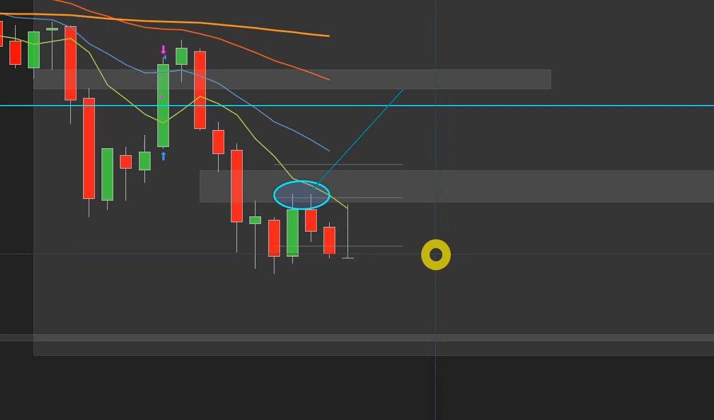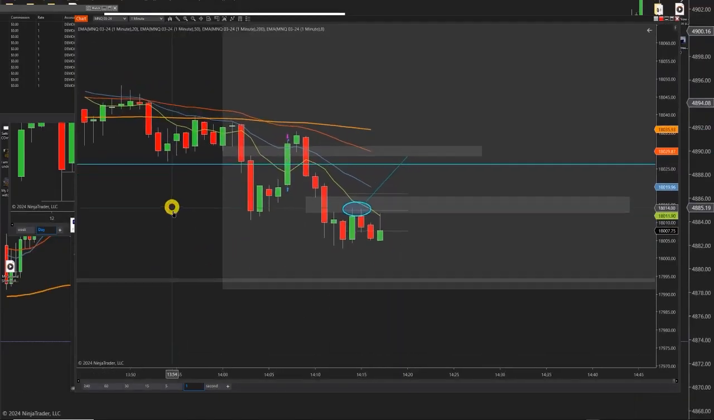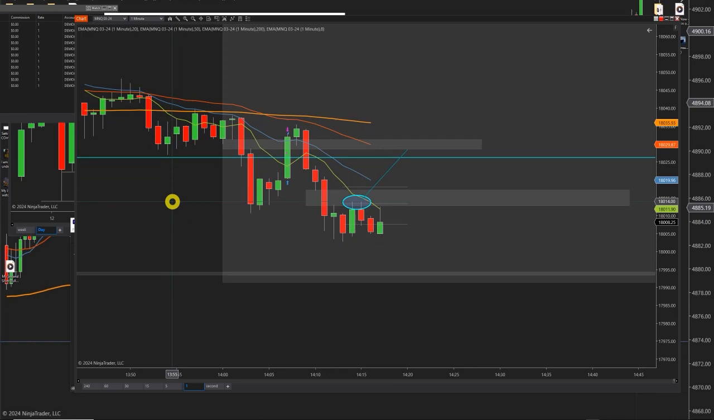So it's too low now. It's already past 1-to-1 reward. So I can't enter that trade. So, even if I don't take a trade, even if I got stopped out, that's irrelevant.